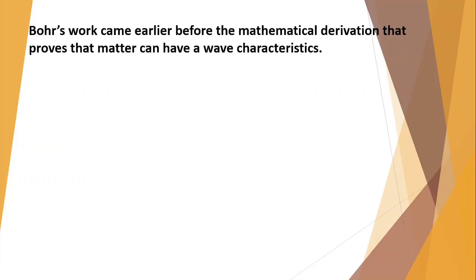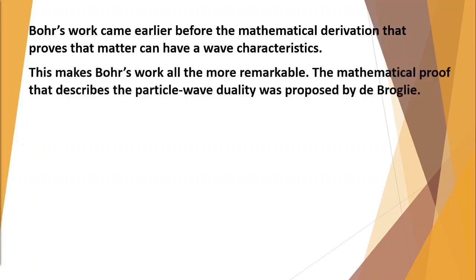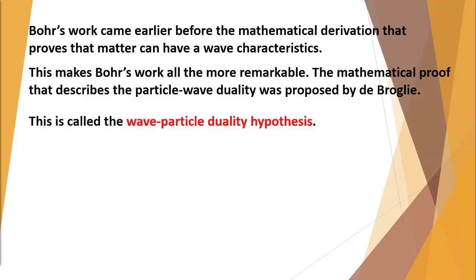Bohr's work came earlier than the mathematical derivation that proves that matter can have wave characteristics. This makes Bohr's work all the more remarkable. The mathematical proof that describes the particle-wave duality was proposed by de Broglie. This is called the wave-particle duality hypothesis.